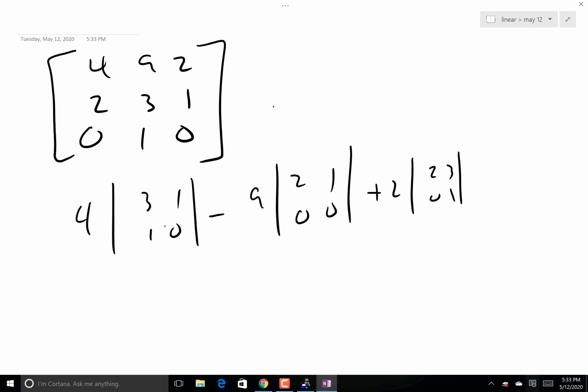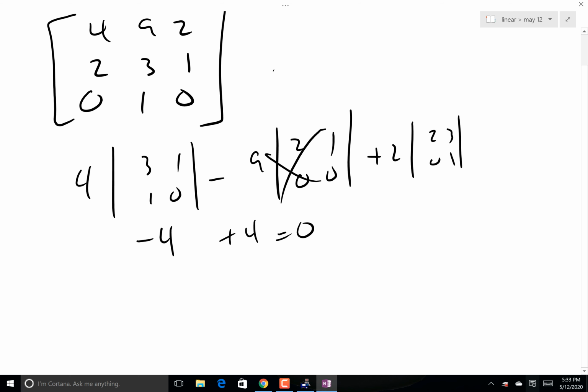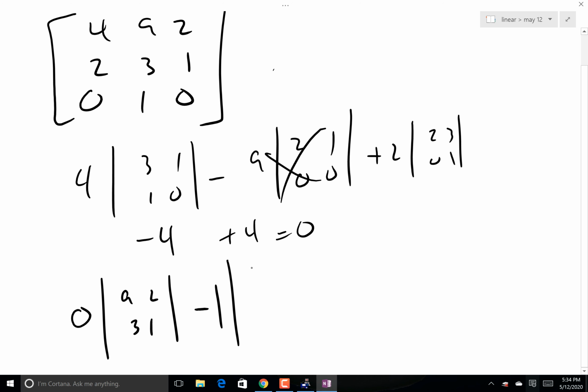So that's going to be 0 minus 1, negative 1, so negative 4. This one goes away. This one is 2 times 2 is 4. The answer is 0. I'm like, oh, sweet. That's awesome. But what if you expand on the bottom row instead? So it'd be 0 times 9, 2, 3, 1. Minus 1 times 4, 2, 2, 1.